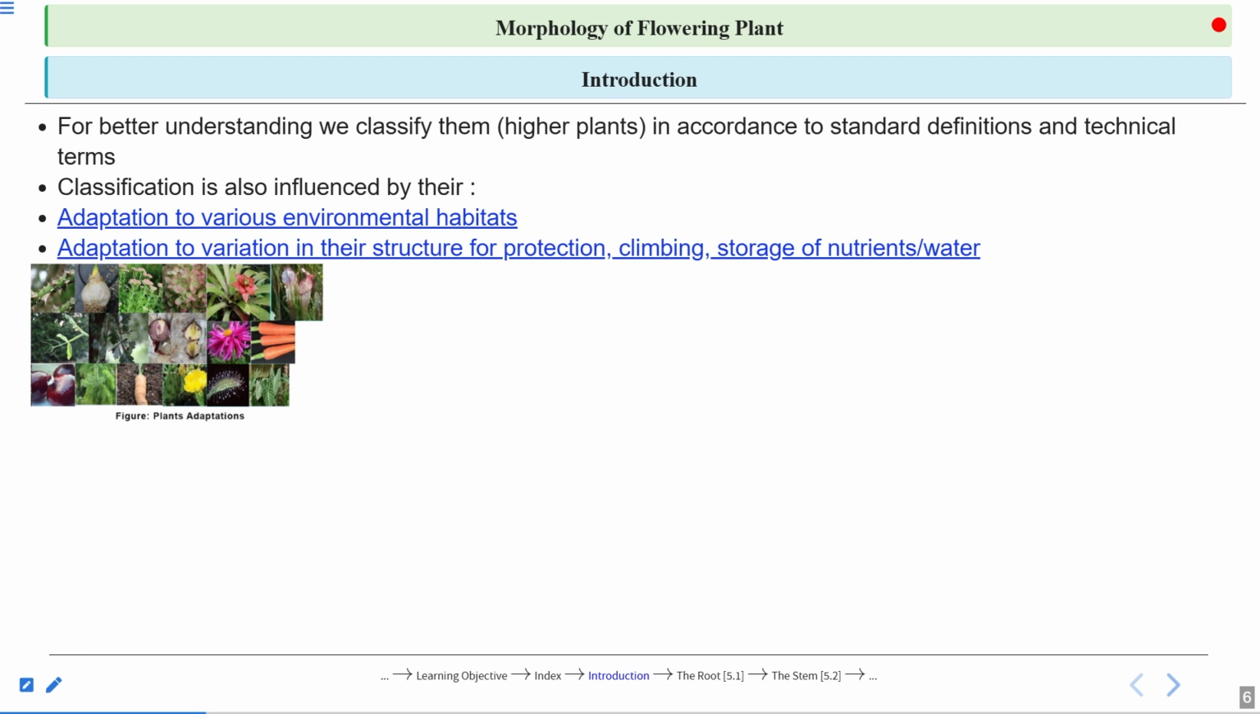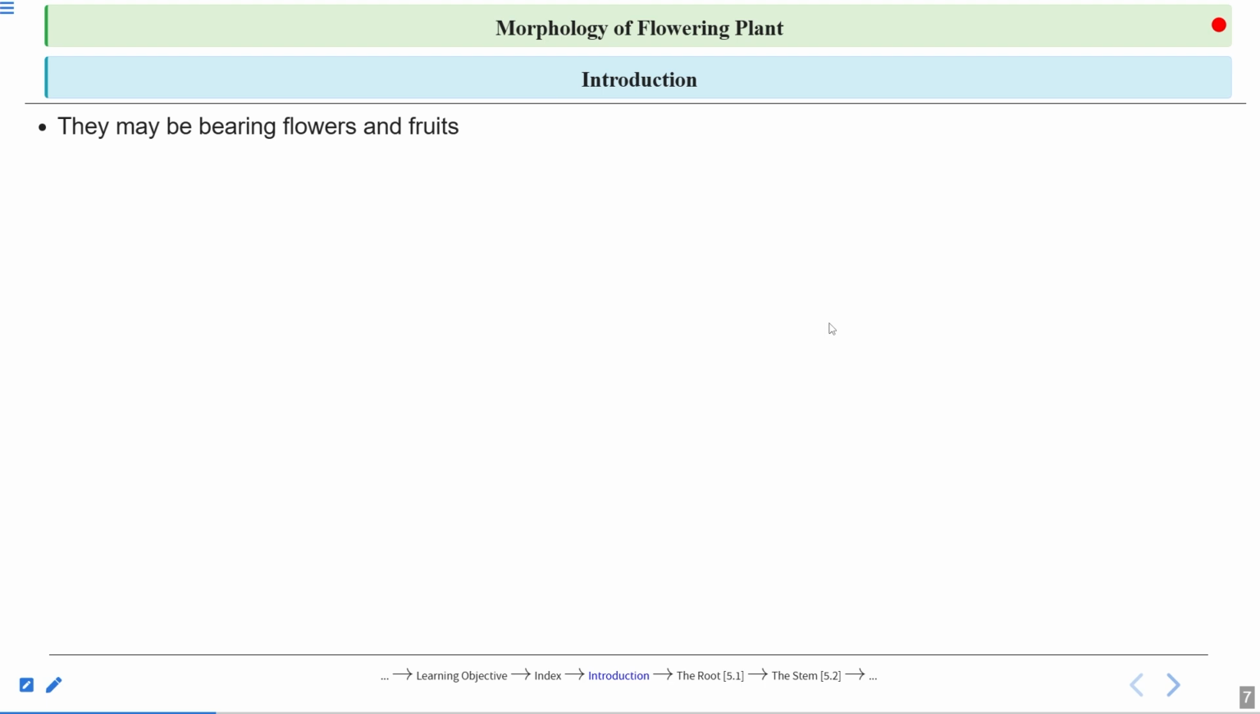So do you see such type of adaptation in every plant? No, we do not see such type of adaptation in every plant. Only some of the plants, like the plants that grow in nitrogen deficient soil, generally become insectivorous plants. They started eating insects so that they could fulfill their nitrogen requirement. They may be bearing flowers and fruits.